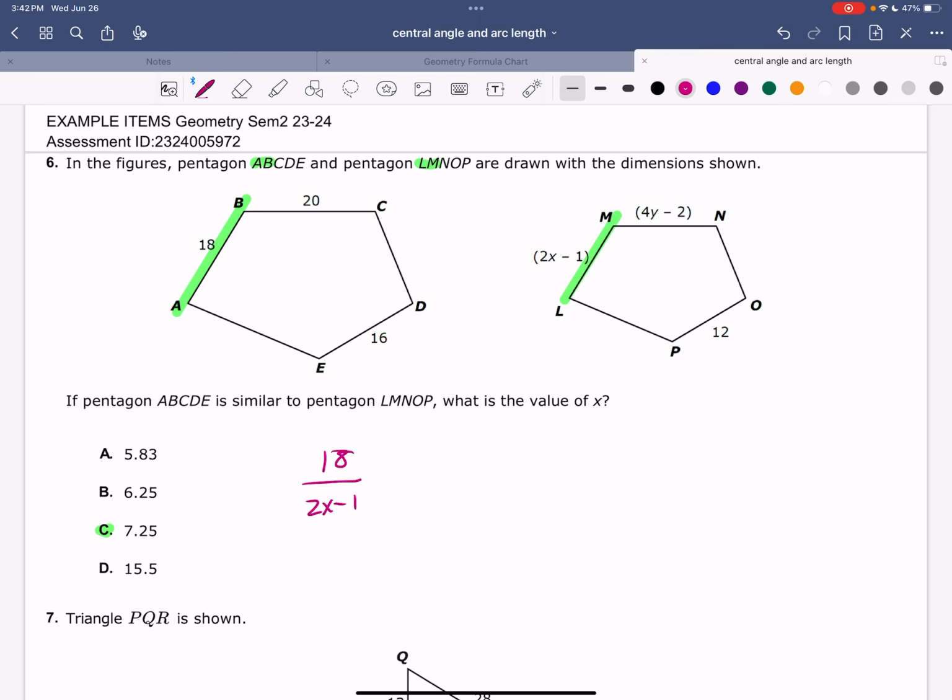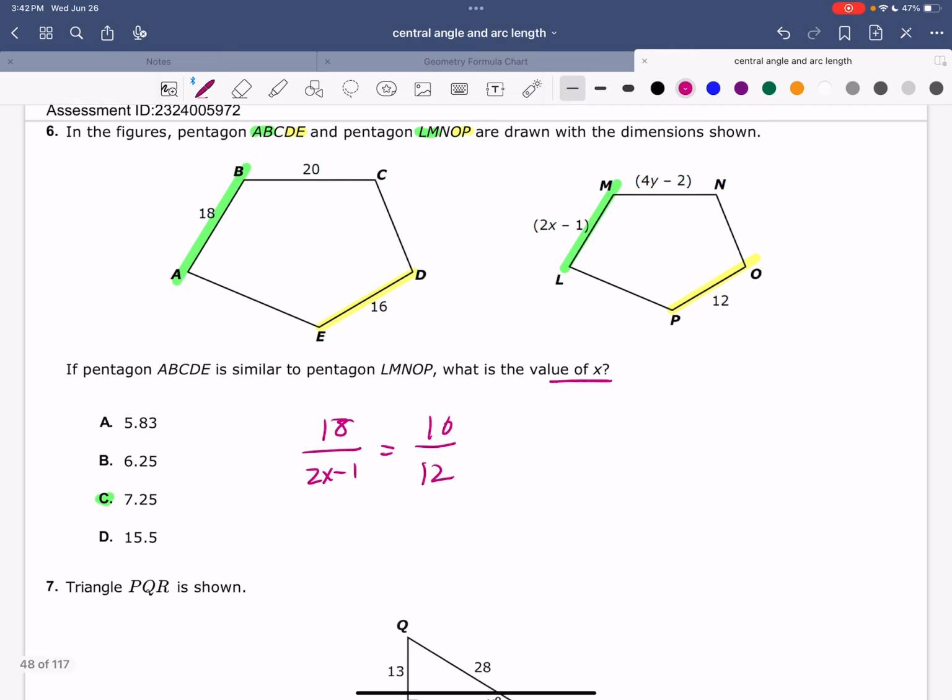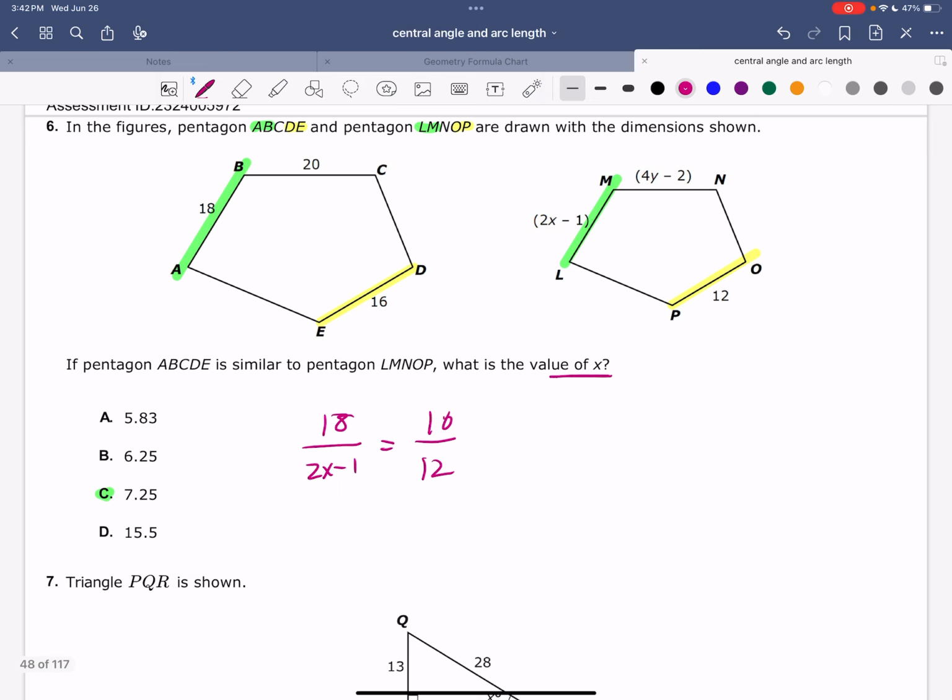This one should be equal to... let's see, I don't want to use y over 2. So let's see, ED or DE is the last two letters. So what's the last two letters? OP. So I'm going to use this. This one should be equal to 16 over 12. And the question is asking for the x, right? So that's what I'm going to use. If I use menu 31, I will get x equals 7.25, okay?